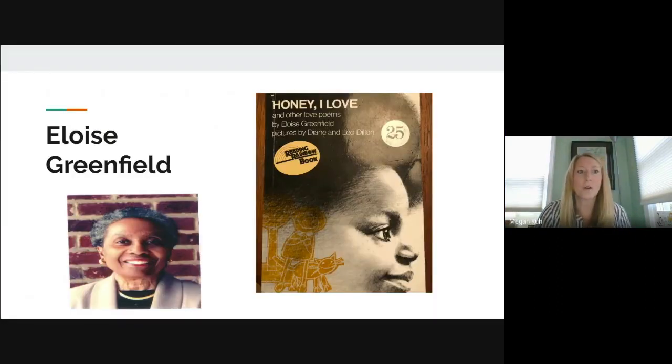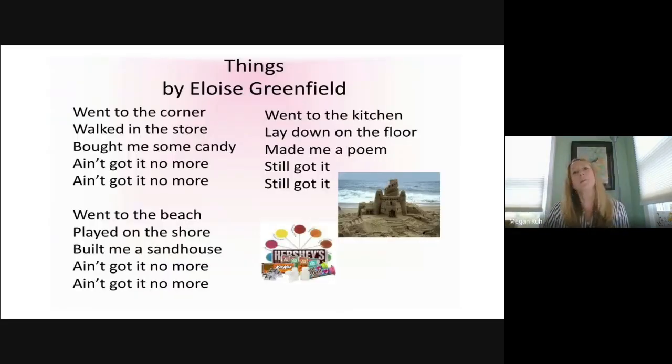We're going to start with one of my favorite poets. Her name is Eloise Greenfield. And we're going to read a couple of poems from one of her books, Honey, I Love, and Other Love Poems. We're going to start with this poem called Things. But first I want to talk about stanzas.